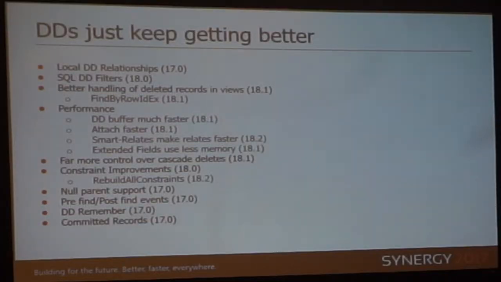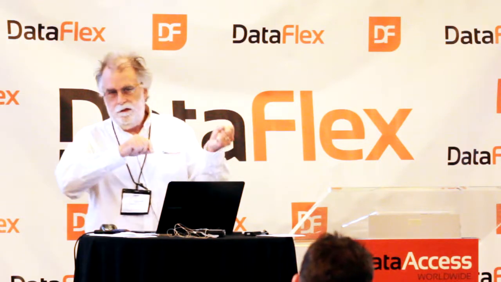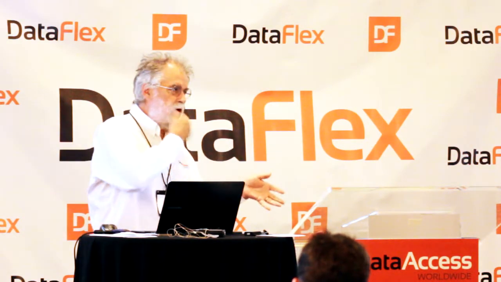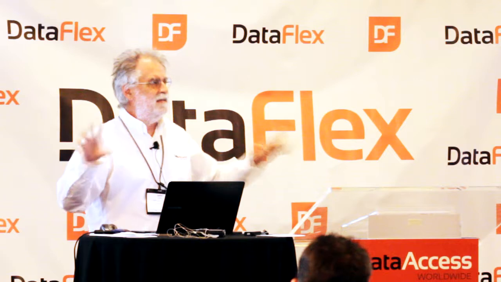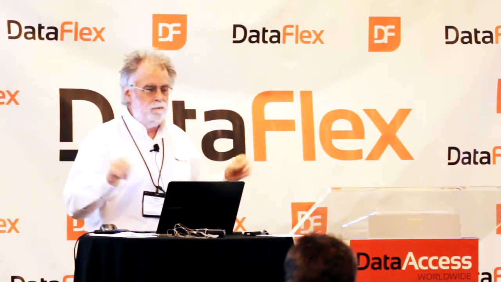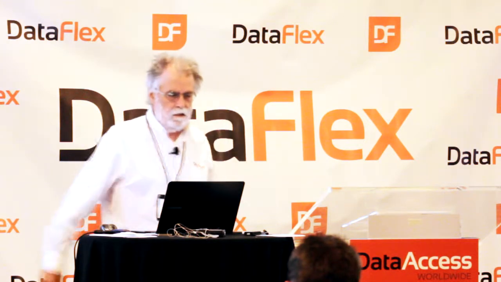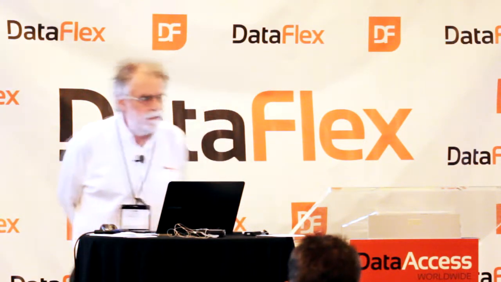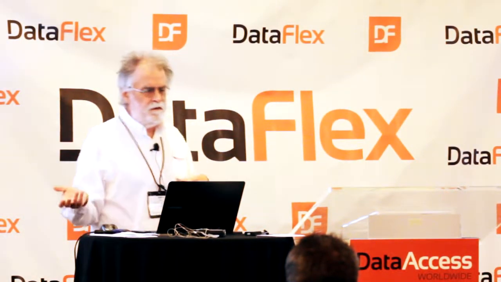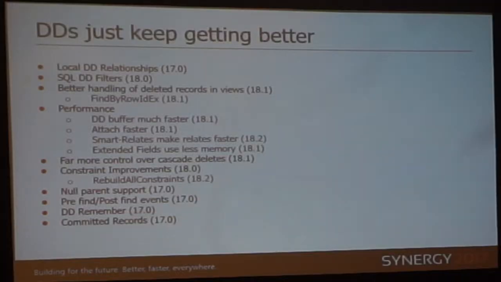We've improved constraints. There's this whole thing about null parent support that was added. Some people say no, never have a null parent. Other people said fine. We remained agnostic about whether you should use it, but we provided support. So this is a very simple way to say, for this parent, make it a null, and the data dictionaries work fine. There are some pre-find, post-find events that always get called for any type of find.